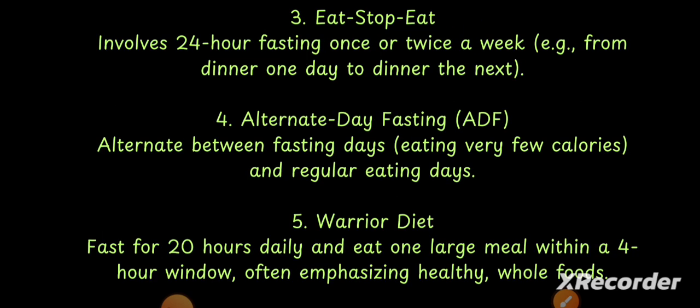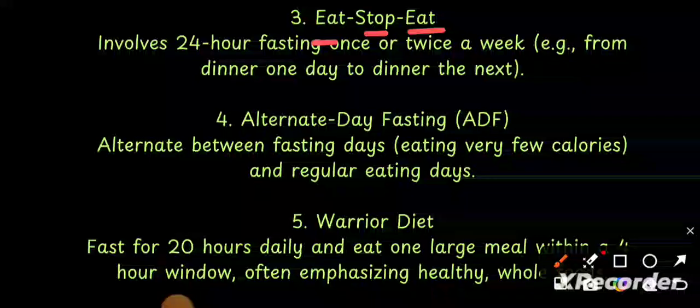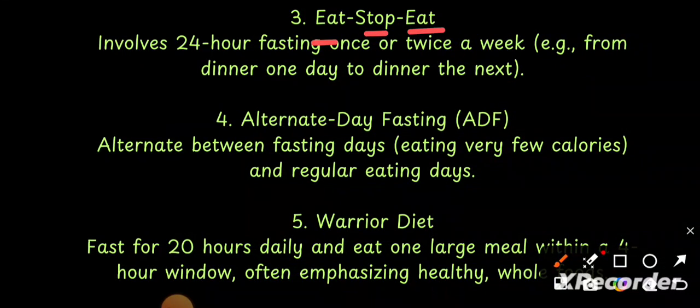So coming to the next method, there is another method, that is the eat, stop, eat method. Here you can eat whenever you want to eat, and you can also stop eating. It's normally like fasting for 24 hours. It involves 24-hour fasting once or twice in a week. That is, you could skip one day's meals. So this is another common method of doing intermittent fasting, the eat, stop, eat method.